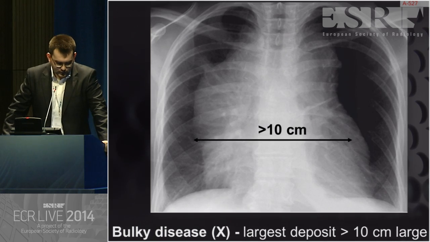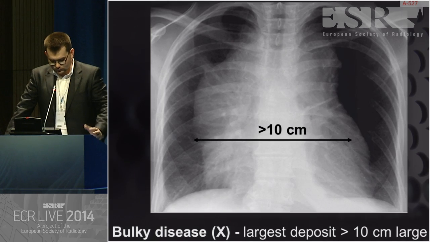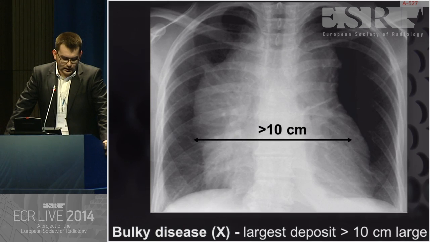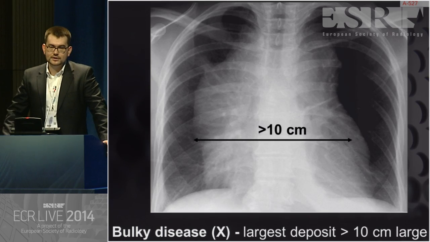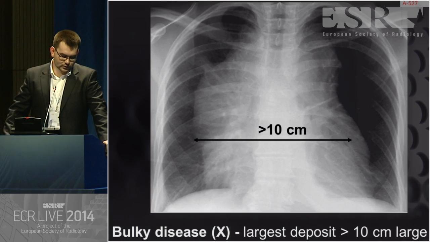So here we can see bulky disease. It's modifier X. It is used if the largest deposit is more than 10 centimeters large, or if the mediastinum is wider than 1/3 of the chest on a chest X-ray.